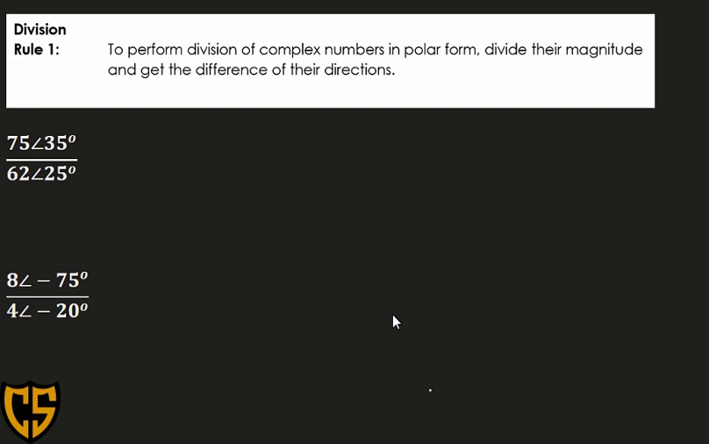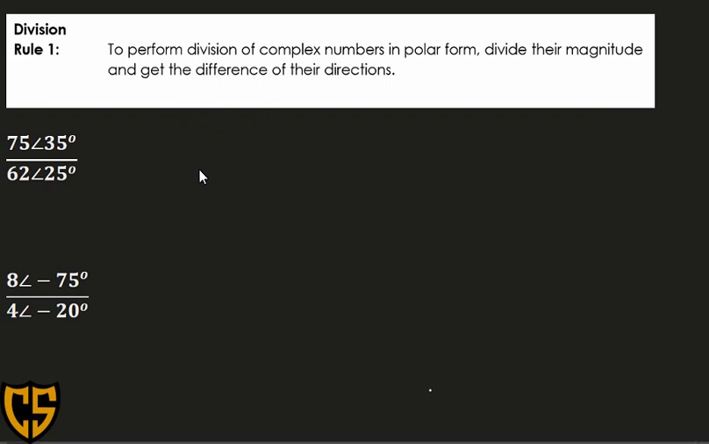Okay, so for this video, we are going to discuss the process of dividing, or division, of complex numbers. There are two rules that we need to follow when performing division of complex numbers. The first rule is to perform division of complex numbers in polar form: divide their magnitudes and get the difference of their directions. This is the simplest way to solve complex numbers.